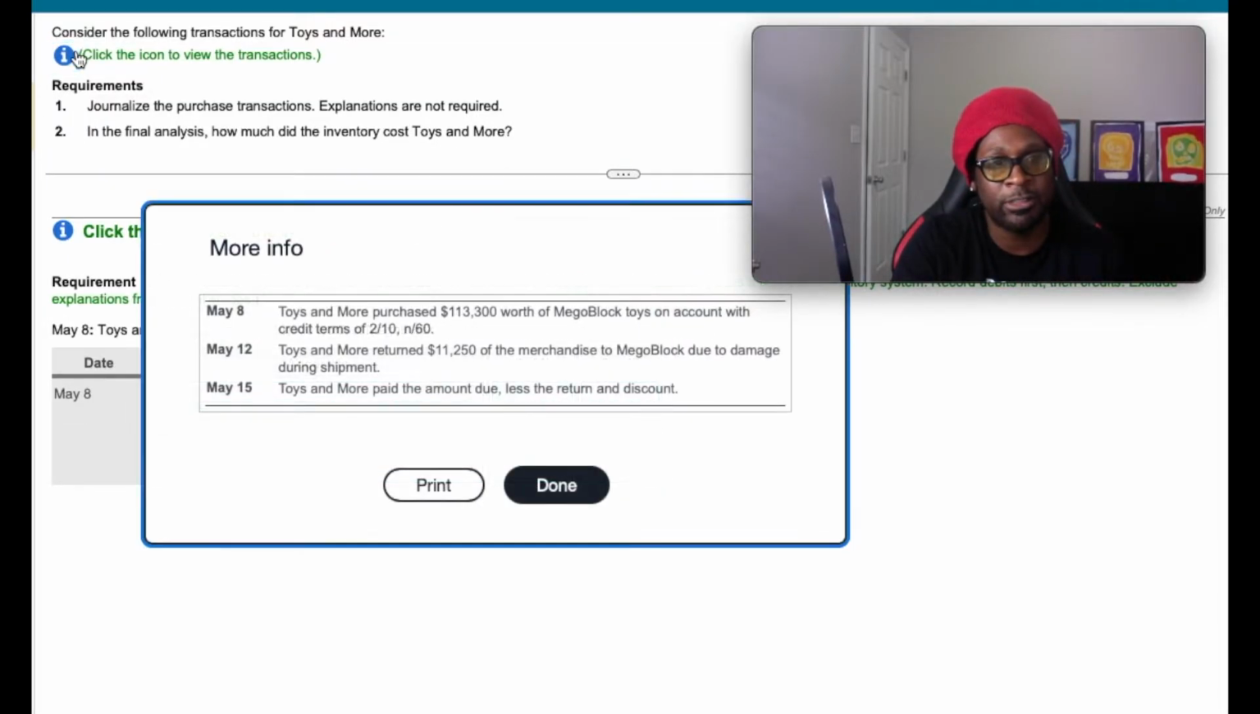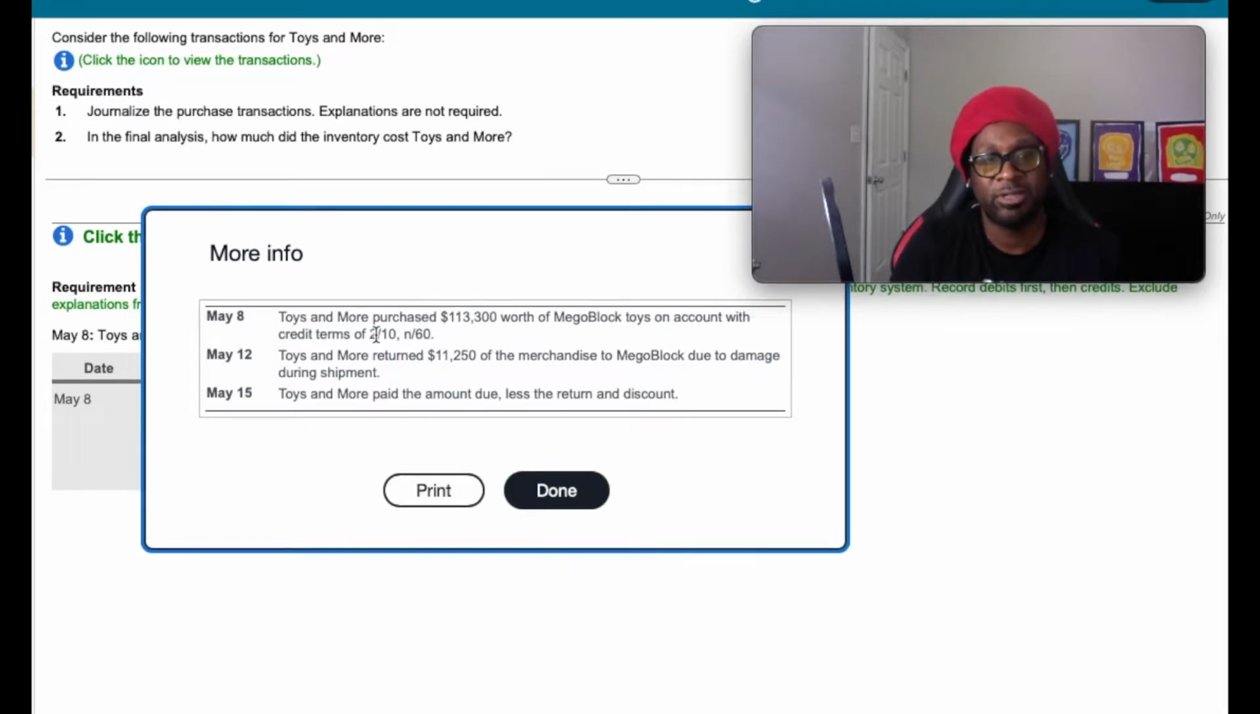So on May 8th, Toys and More purchased $113,300 worth of Mega Block toys on account, credit terms 2/10, net 60. Okay, so a couple of keywords: we purchased on account and we have some discount terms of 2/10, net 60. So let's elaborate on these discount terms first for a bit, gang.